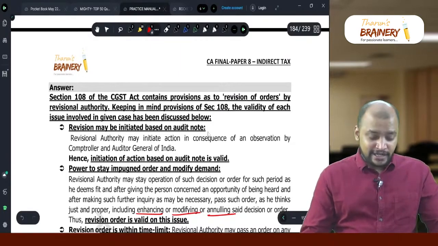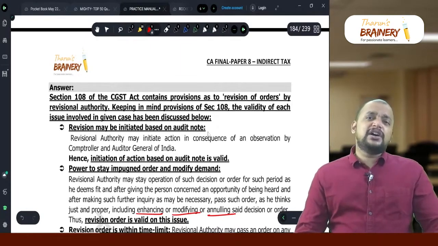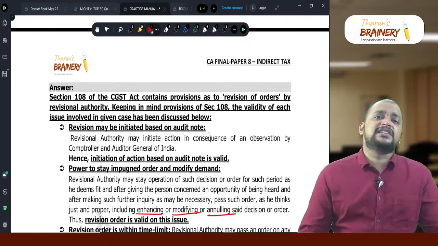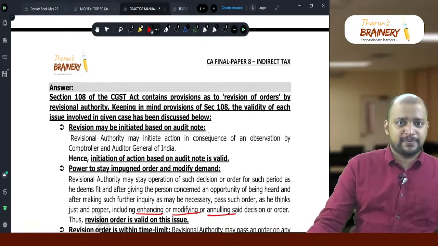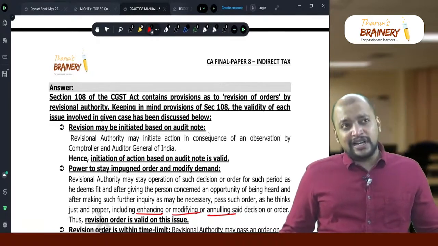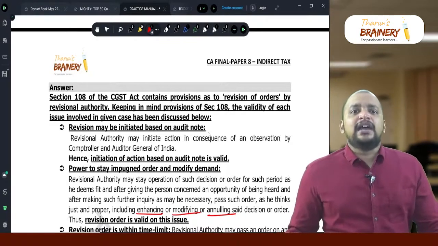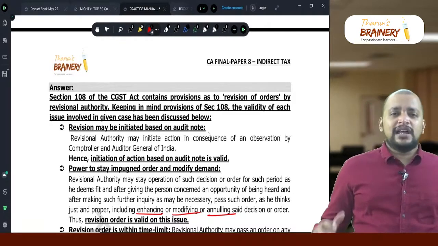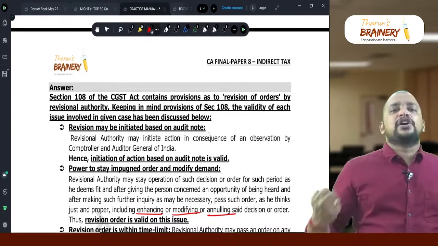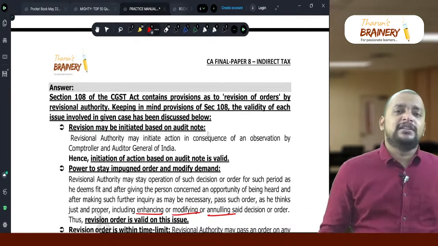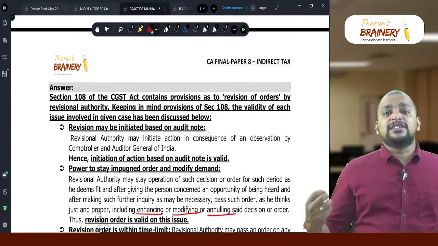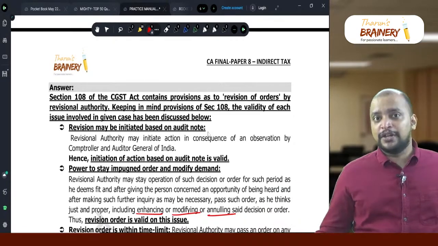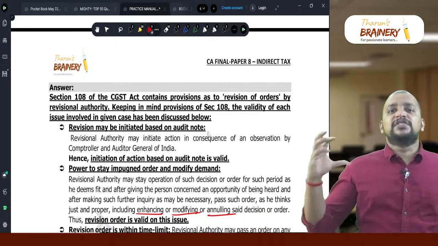Who is the revision authority? The revision authority is neither the commissioner nor joint commissioner, etc. The revision authority is a separate authority appointed for this purpose. They are like whistleblowers, in no way connected to the regular department hierarchy. They take the adjudication orders passed by the regular department and revise them if the order is erroneous or prejudicial to the interest of the revenue.